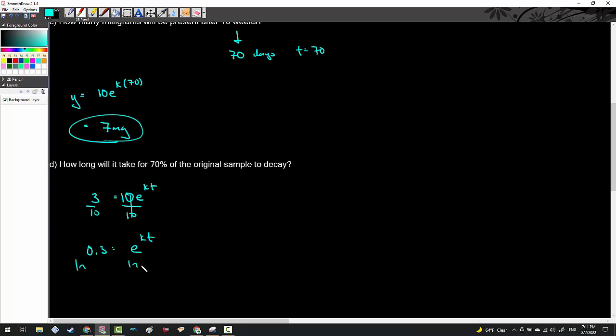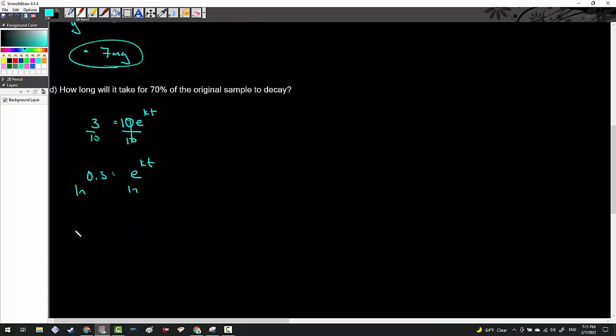So I'm going to do the natural log on either side. And I get the natural log of 0.3 equals kt. So if I divide by k, I'm going to get t equals, and if I divide all that out in a calculator, I get approximately 240.8 days.